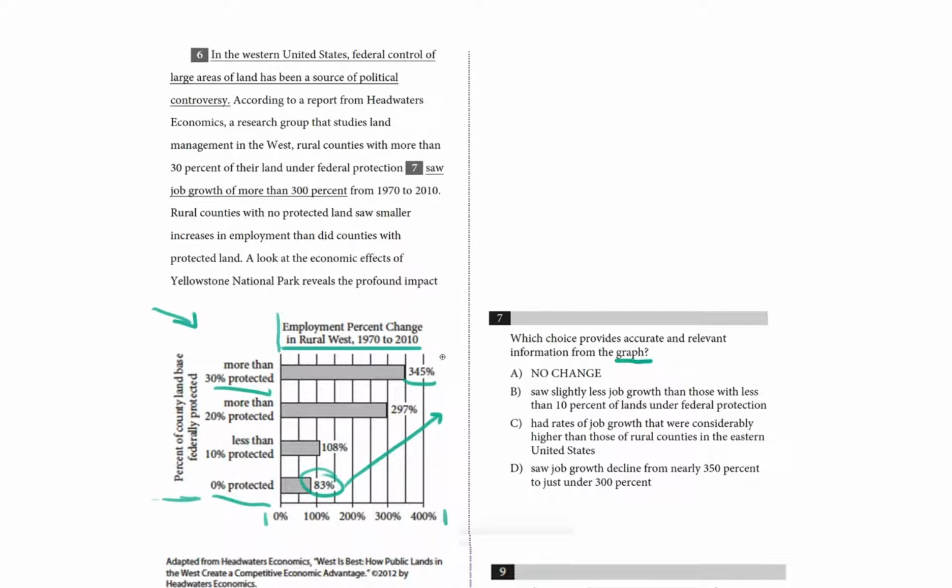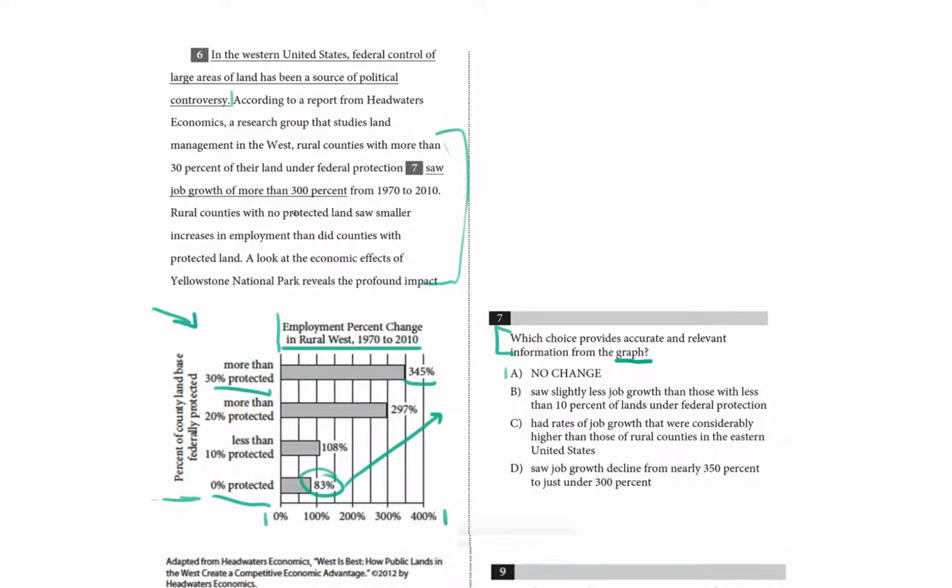So let's take a look at the question, which is just going to ask us to interpret the graph and see which choice that fits into this paragraph matches the information from the graph. According to a report from Headwaters Economics, a research group that studies land management in the West, rural counties with more than 30% of their land under federal protection, and here's the underlined part, here's choice A, saw job growth of more than 300% from 1970 to 2010. Now, I think that's exactly what we saw in the graph.